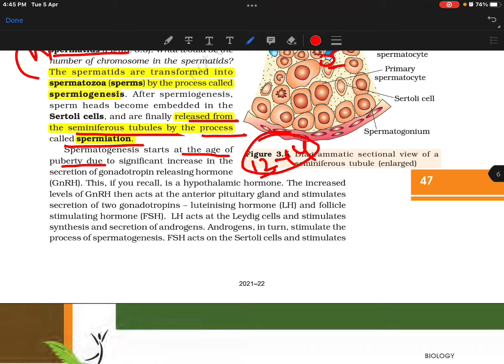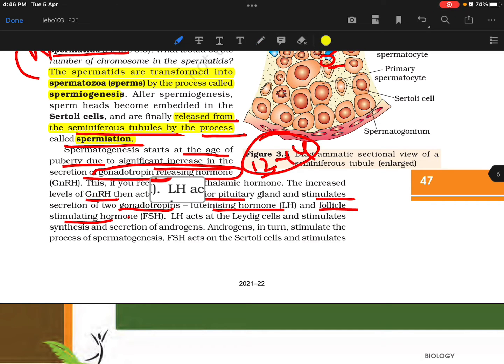Spermatogenesis starts at the age of puberty due to a significant increase in the secretion of gonadotropin releasing hormone, which is a hypothalamic hormone. When the levels of GnRH increase, it acts on the anterior pituitary and stimulates the secretion of two gonadotropins, that is luteinizing hormone and follicle stimulating hormone. The luteinizing hormone acts on the Leydig cells and stimulates the synthesis of androgens. Androgens in turn stimulate the process of spermatogenesis.